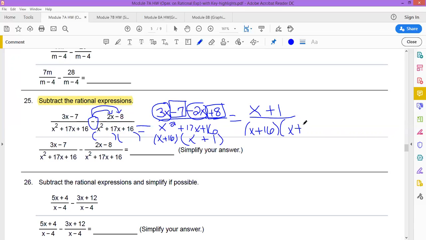The reason we want to use the factors is so we can cancel here. We can cancel x plus 1 with the numerator and denominator to simplify this problem. Remember, you want to replace any empty space with 1. And in our denominator, we're left with x plus 16. This is our solution.